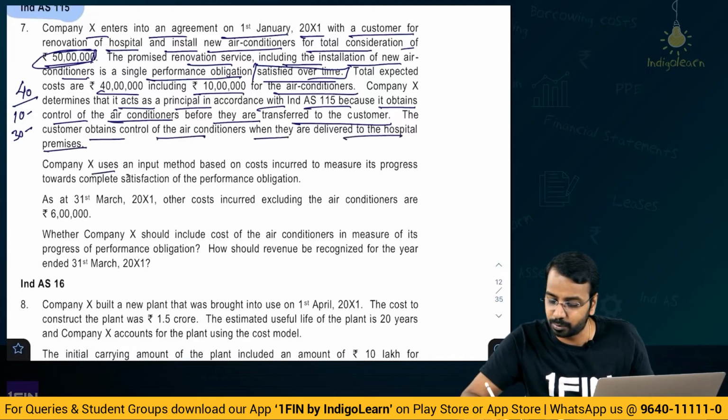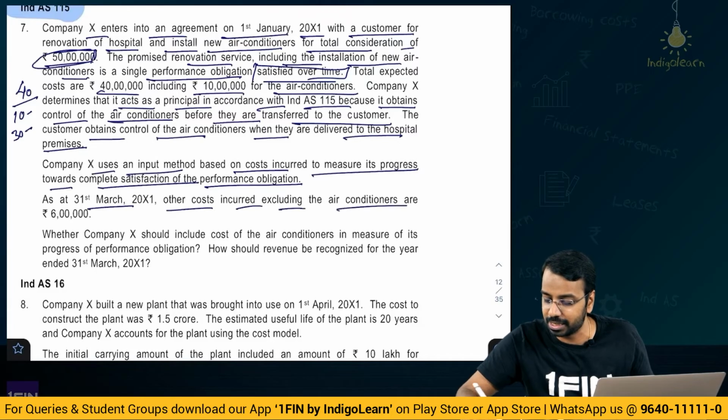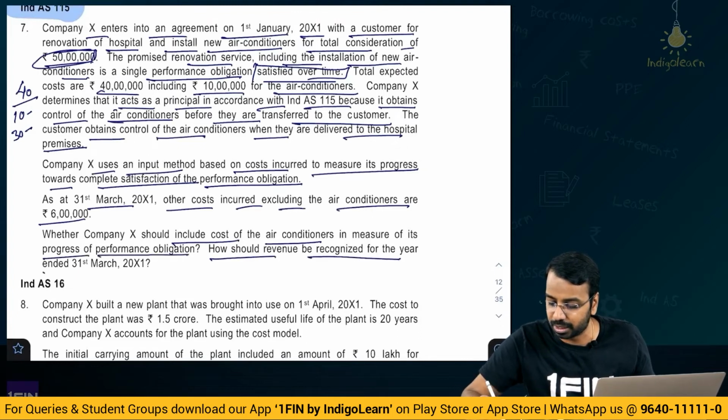Company X uses an input method based on cost incurred to measure its progress towards complete satisfaction of the PO. As at 31st March, other costs incurred excluding the AC are 6 lakhs. Whether Company X should include the cost of AC in the measure of its progress of the performance obligation, and how should the revenue be recognized for the year ended 31st March?